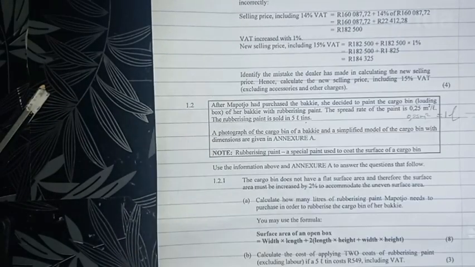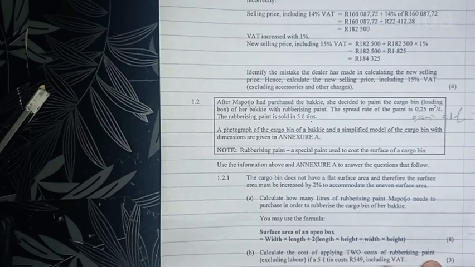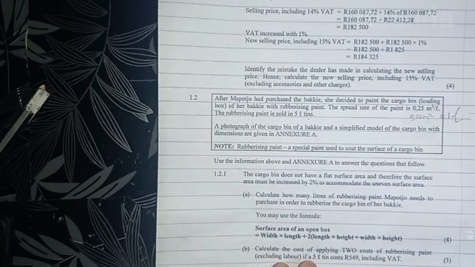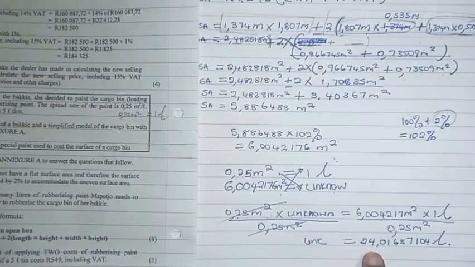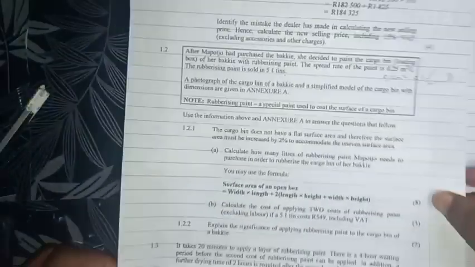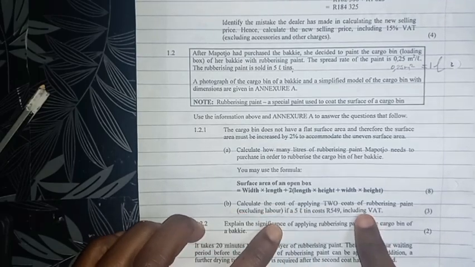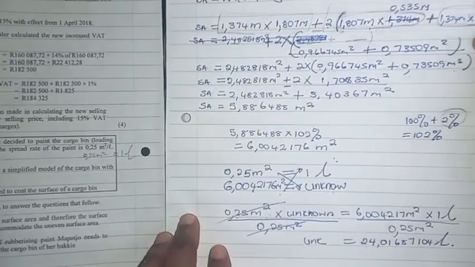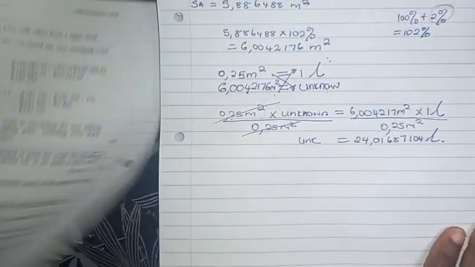All right. Calculate the cost of applying 2 coats of rubberizing paint, excluding labor, if a 5-liter tin costs 549 rand, including VAT. So if we buy 1 5-liter, we're not going to be able to finish, right? So in order to answer this question, which says calculate the cost, we need to first know how many 5 liters we're going to buy. I love paper 2 questions. Oh, they are my favorite.